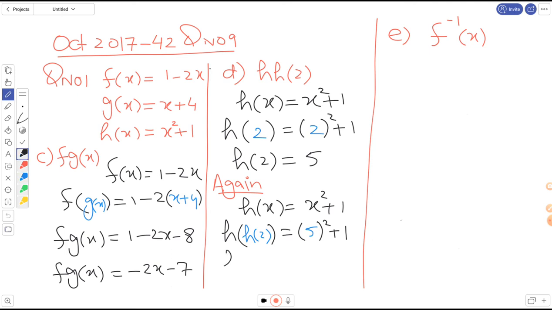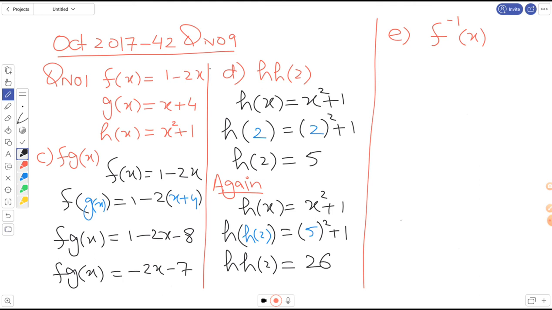So let's proceed. h of 2 is equals to 5 squared, 25, plus 1 will give you 26, and this is our answer. So let me write it, 26. Okay, so 26 is my answer.